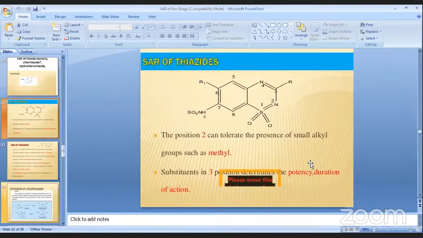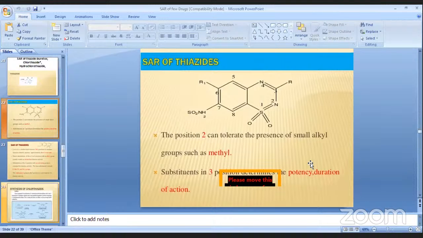This is very vital, because in chlorothiazide the double bond is there, but in hydrochlorothiazide the double bond is not there, and then N becomes NH. It is a very potent drug, 100 times more potent than chlorothiazide. So chlorothiazide and hydrochlorothiazide are an example of saturation of the double bond between the 3 and 4 position.